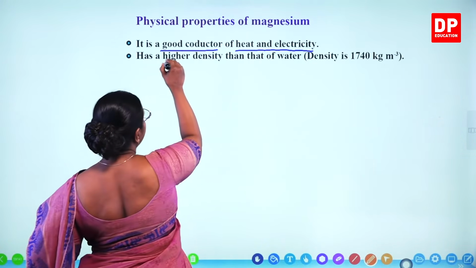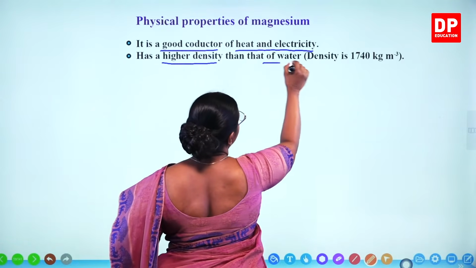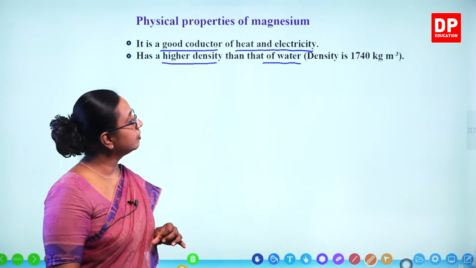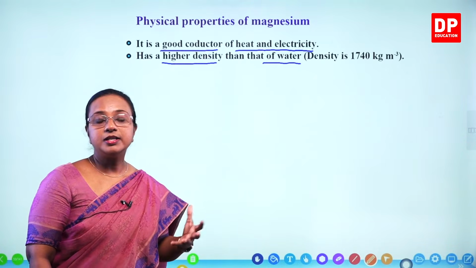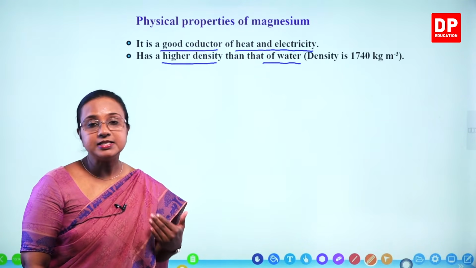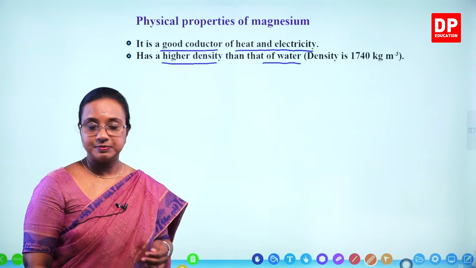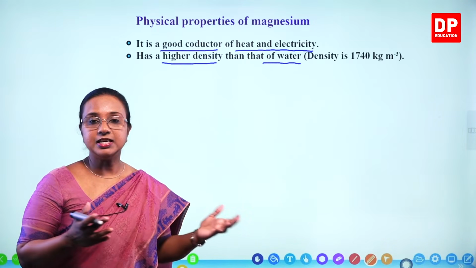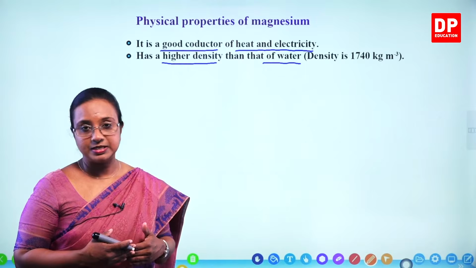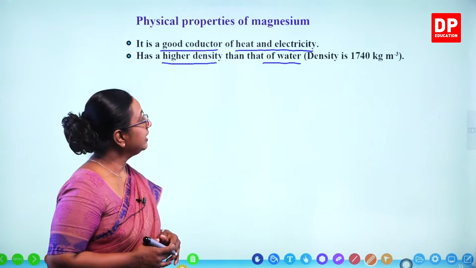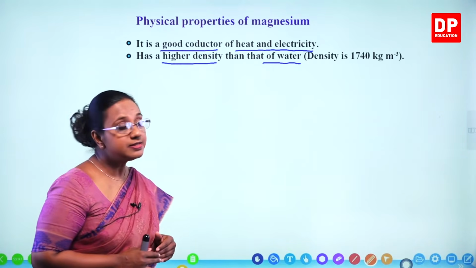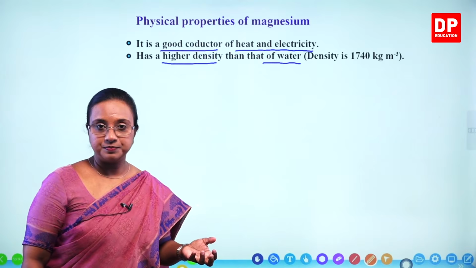And it has a higher density than that of water. And the density is 1740 kilograms per meter cube. Water has a density of 1000 kilogram per meter cube. That is equal to 1 gram per centimeter cube. You can give the density in any unit, kilogram per meter cube or gram per centimeter cube. So, here magnesium is denser than water. These are the physical properties of magnesium.